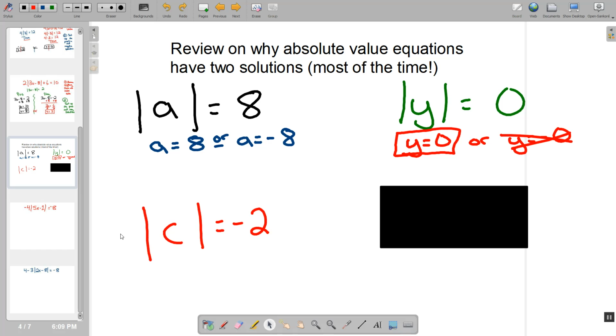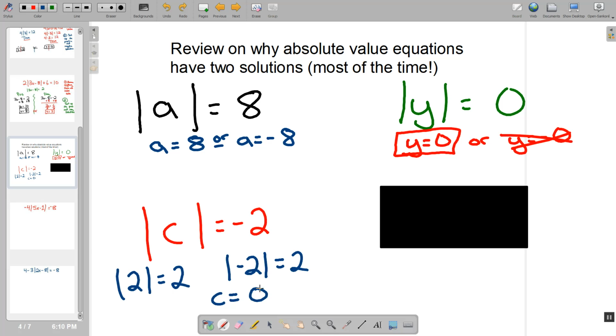If I look down here on the left, this is an example where we have the absolute value of something equals negative 2. And if we remember from the last video, the absolute value of positive 2 is positive 2. The absolute value of negative 2 is also positive 2. So there is no value for c. One of the ways that you can write that is by doing a 0 with a slash through it, which means there is no value for c.